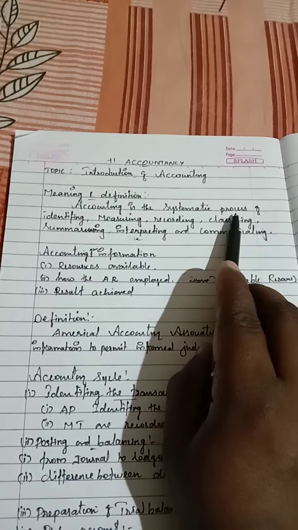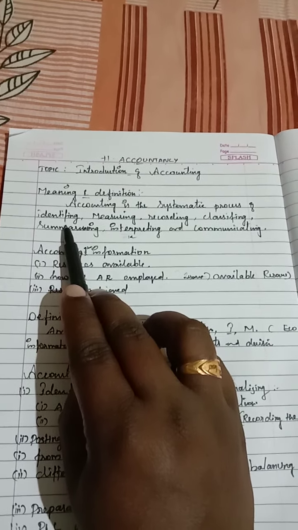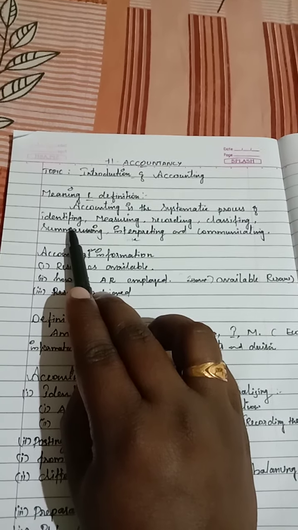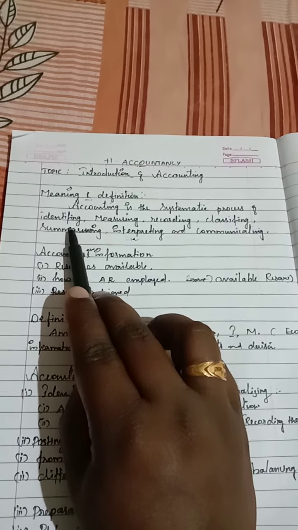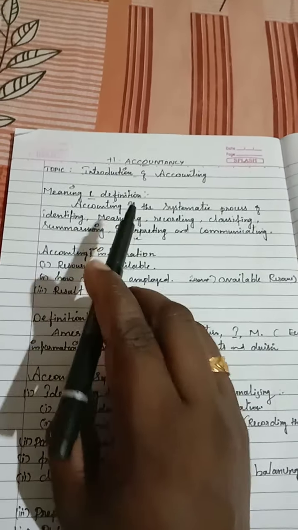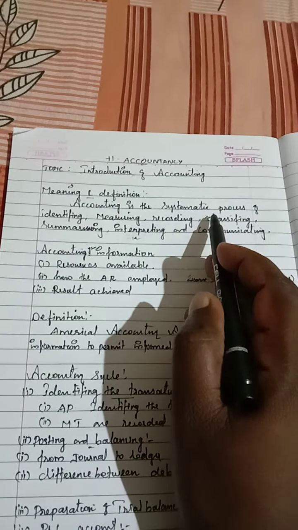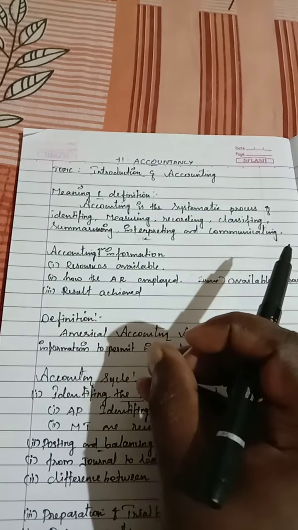Systematic process means, first one, identify. How can we identify the transaction? For example, goods purchased from Mr. Sundar, or goods sold, so that is a transaction. Systematic process means how to prepare the accounting gradually.